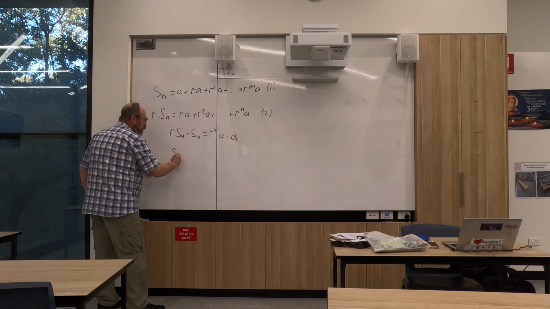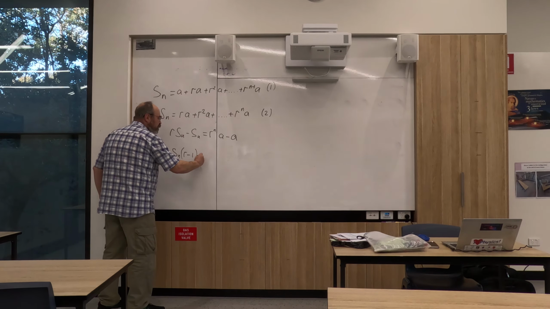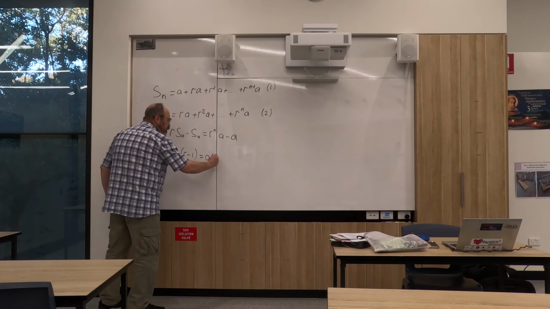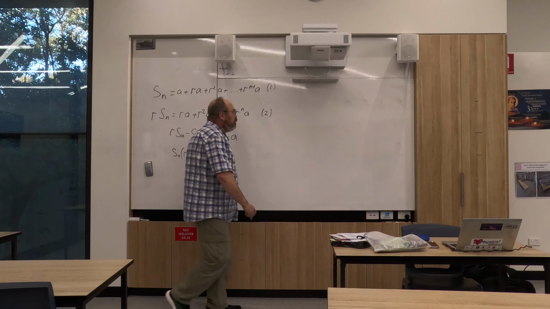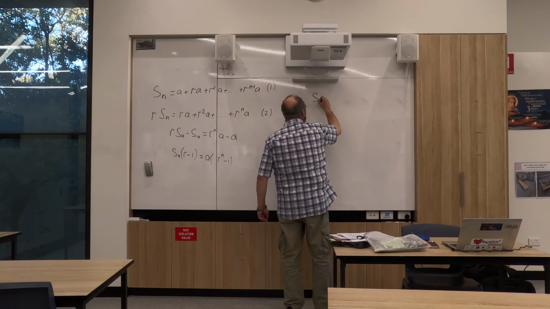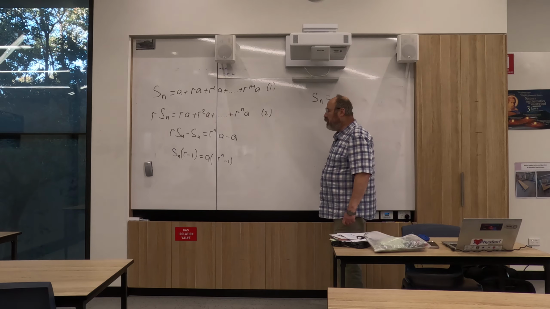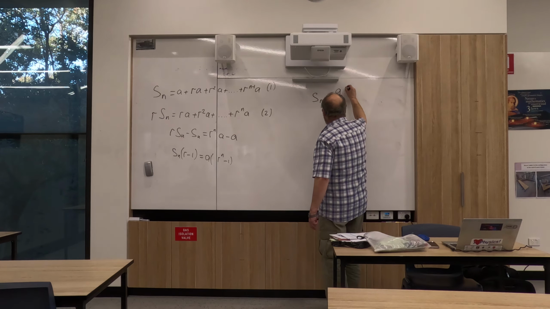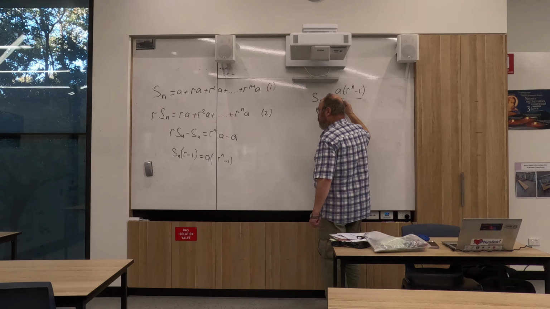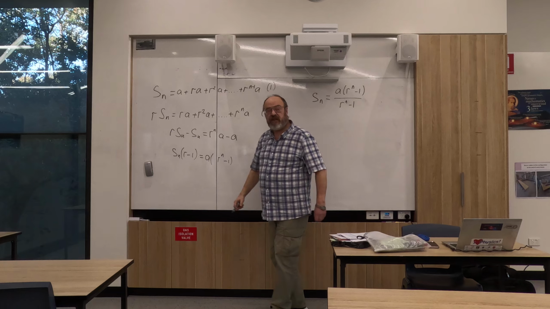So we have Sn times (R minus 1) equals A times (R to the power of n minus 1). And finally we get the formula: Sn, the sum of the first n terms of the geometric sequence, which is called a geometric series, equals A times (R to the power of n minus 1) divided by (R minus 1). Makes sense how we derived it?